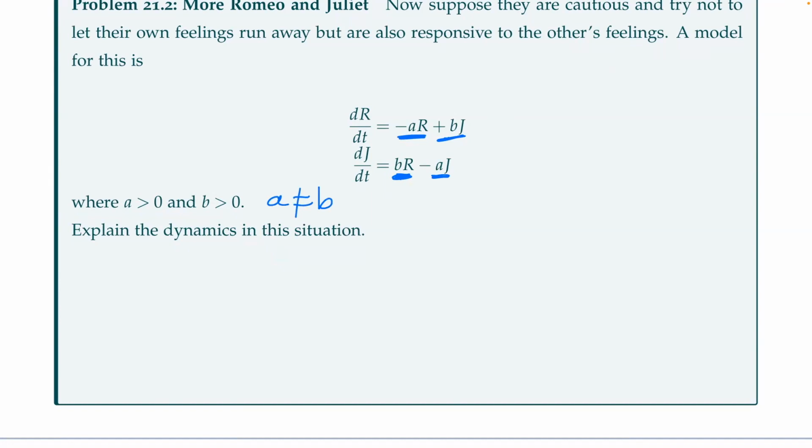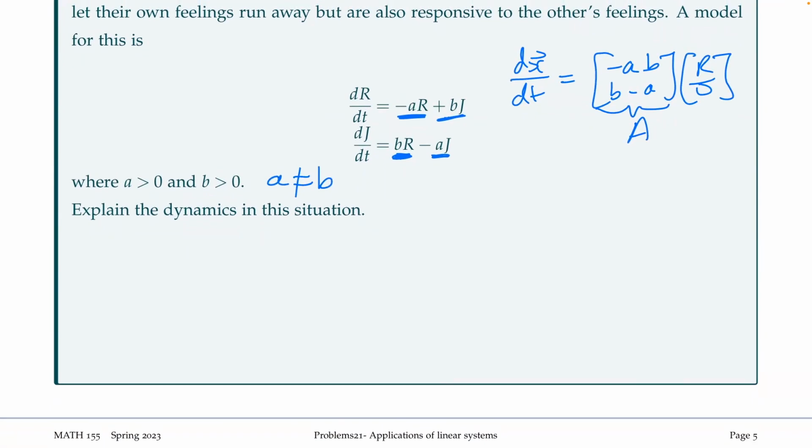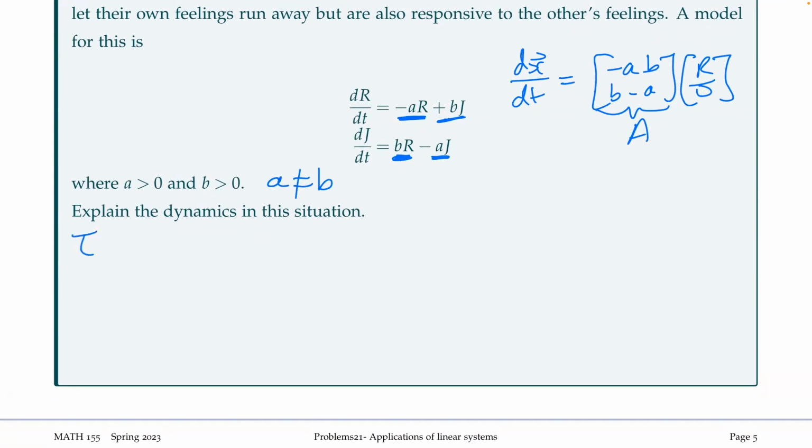Okay, so here we need to explain the dynamics in this situation. So let's first write it down in matrix form. Here we're going to have minus A, B, B, minus A, times my r, j. I'm going to call this matrix A. Okay, so let's think about our trace and determinant to start with. So my trace of this matrix is going to be minus A minus A, so it's just going to be minus 2A. We're told in the question that A is positive, so this has to always be negative.